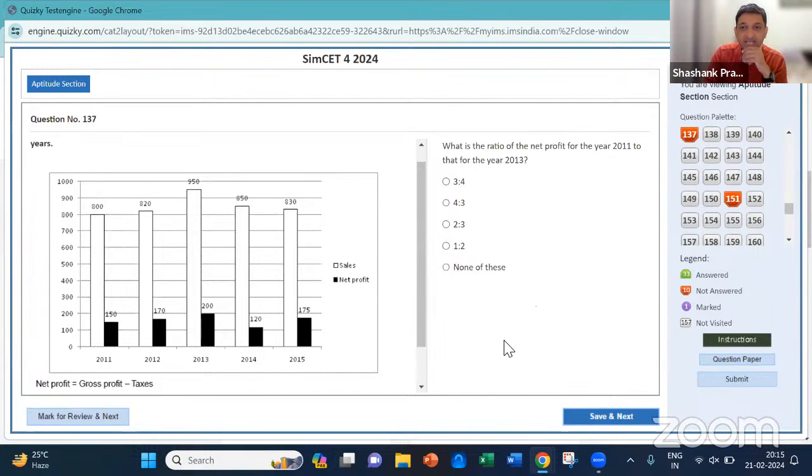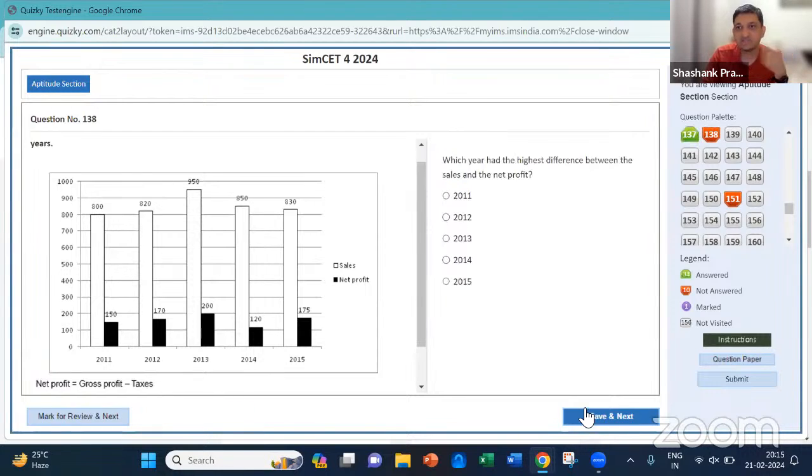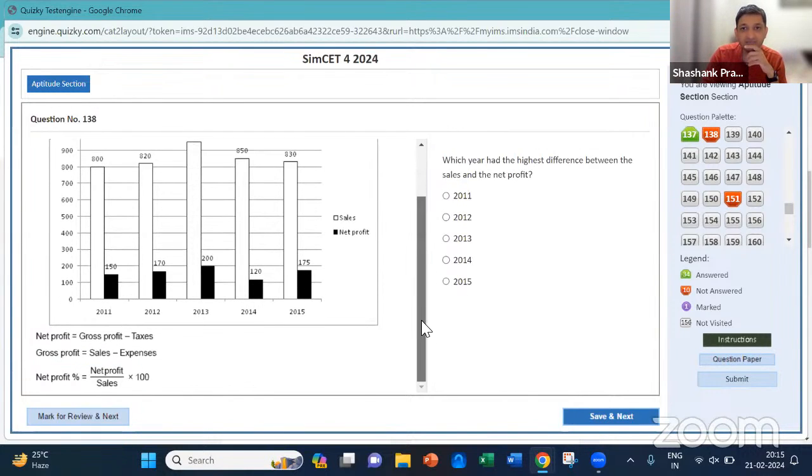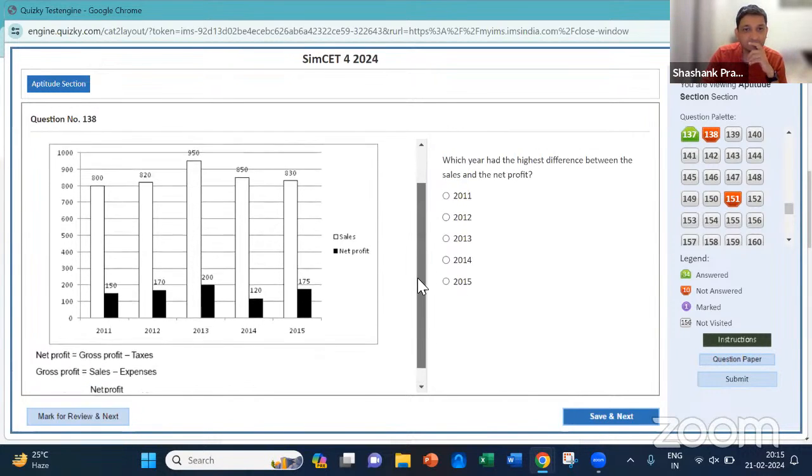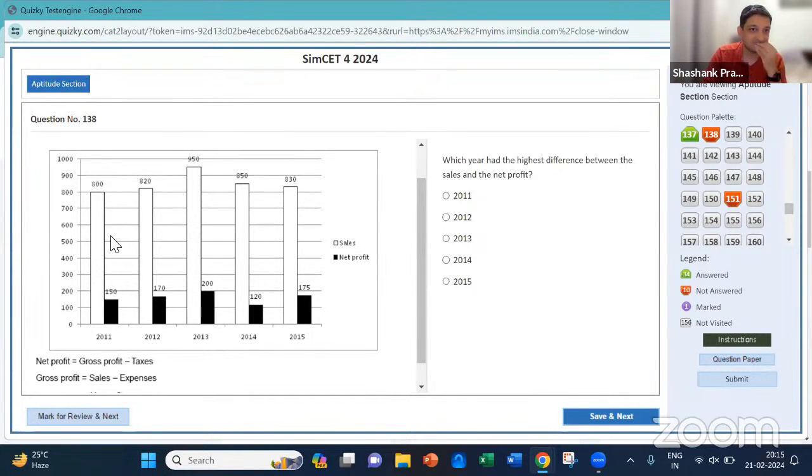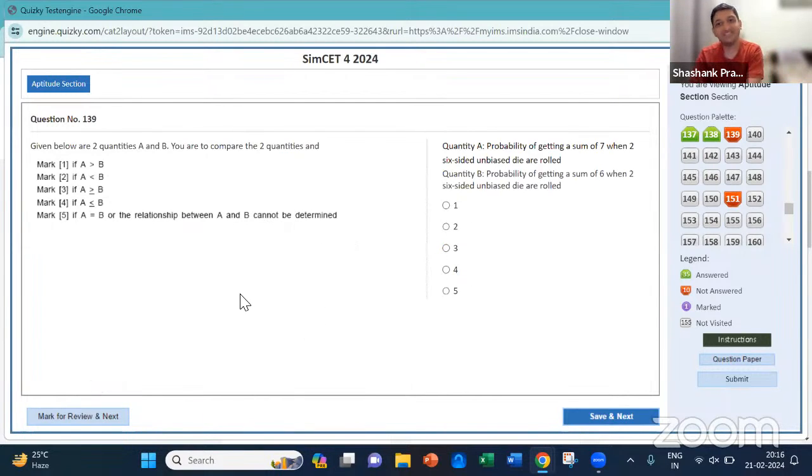Ratio of the net profit for year 2011, 150 to 2013, 200, 3:4. Oh, nice. Good question. Highest difference between sales and net profit. Very nice. What questions? 650, 650 again. 750. So 13 is winning. Definitely less than 7. Yeah. So 2013 winning. If only we had these kind of questions throughout, I would have been so happy.